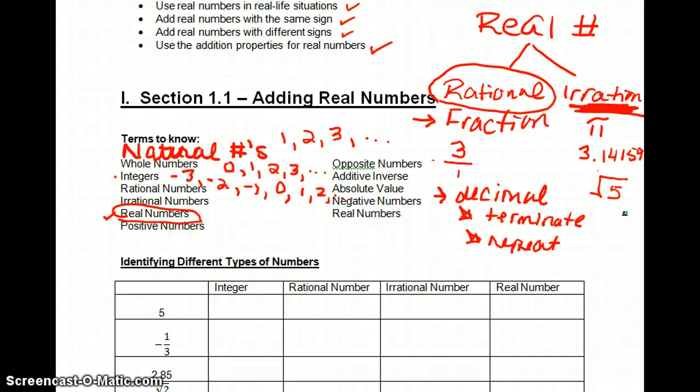It's 2.236067977, going to go on and on forever with no pattern. That is an irrational number.